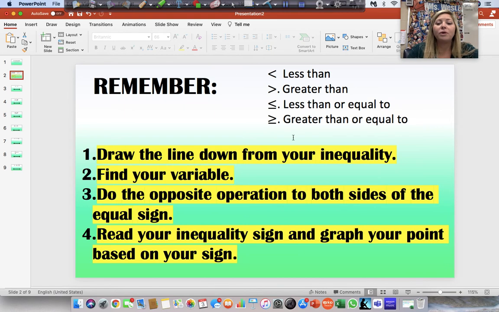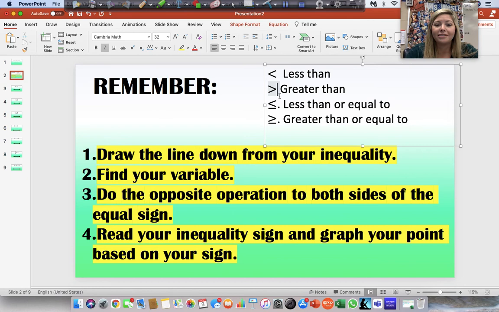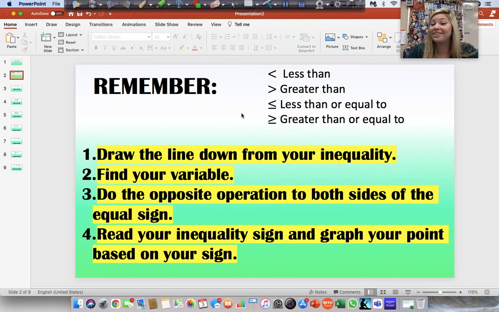This is a good reminder of what our signs look like. I don't mean to draw these dots. That is wrong. Let's try that again. Okay, now the signs are correct, okay? There's no dots after the less than and greater than signs. So this one is less than. This one is greater than. This is less than or equal to, and greater than or equal to.